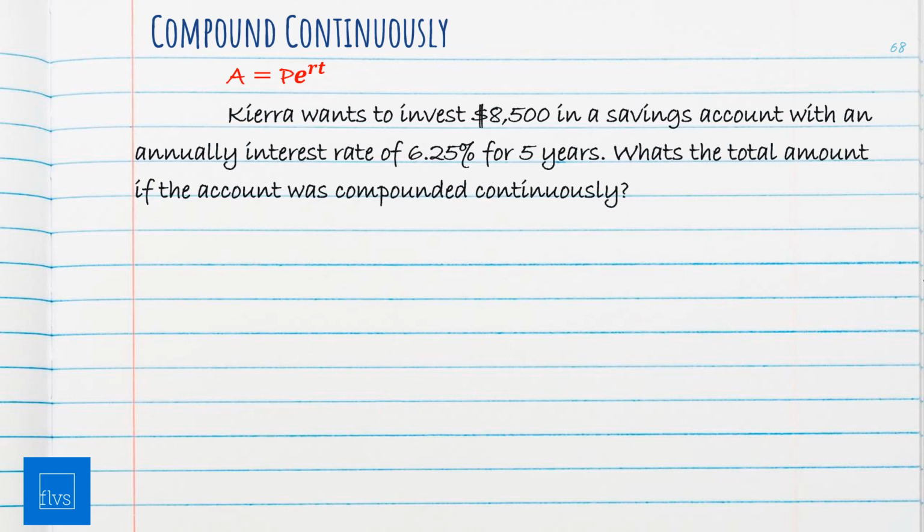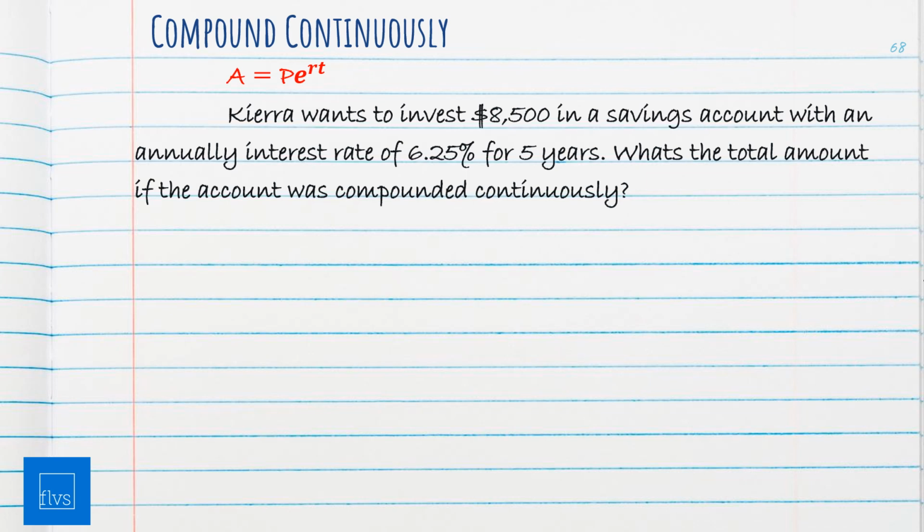Now let's take a look at compound continuously. A equals P E to the power of RT. Now on your calculator, you have a button that says E when it's scientific. So like I said, if you turn it to the side, you have a button that's E. Then you also have an E to the power of X. We want to use that E to the power of X. So here, all you need is the principal, the rate, and the time.